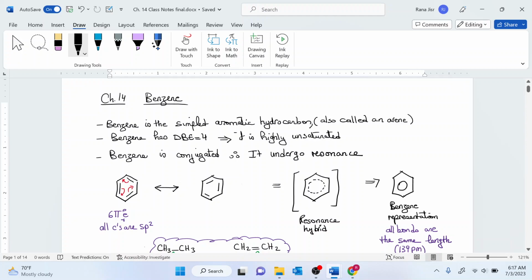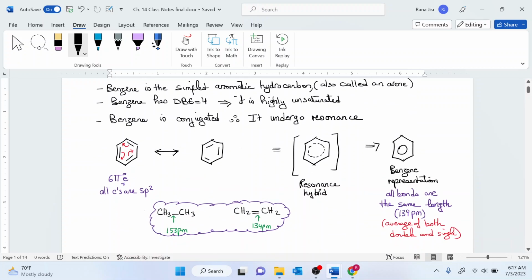In this chapter, we'll go over benzene and its properties. Benzene is the simplest aromatic hydrocarbon. We will define the term aromatic as we go. It is highly unsaturated. It has 3 double bonds in the cycle. This is why its TBE is 4. It undergoes resonance with the moving of electrons, and benzene normally is represented by its hybrid.